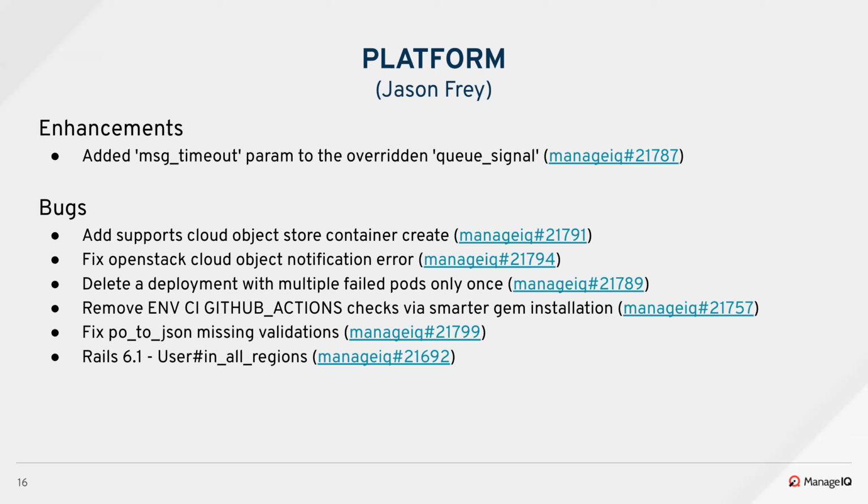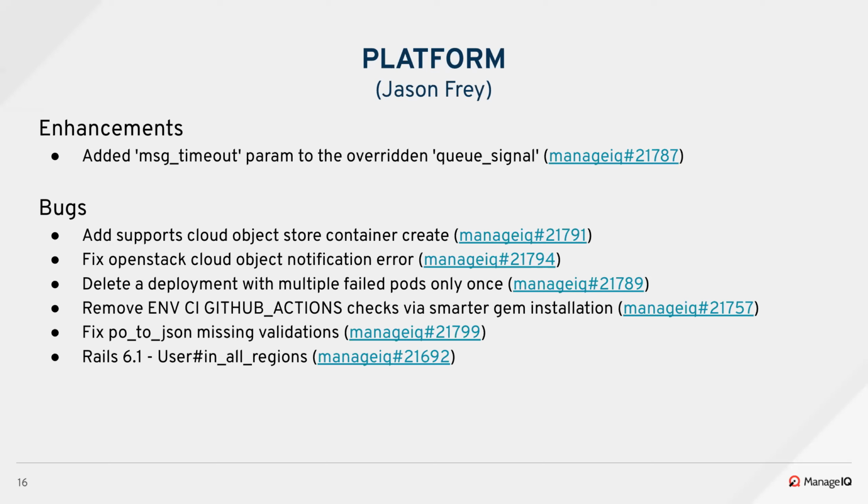Joe fixed an issue where the orchestrator would try to delete a deployment with multiple failed pods. It would, in its loop of trying to clean things up, delete the first deployment and then try to delete it again, causing an error, and then it wouldn't be able to move on. So Joe fixed that so it would uniquely identify those and only delete it once.